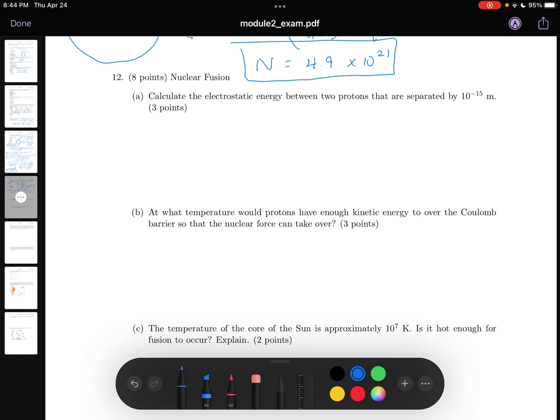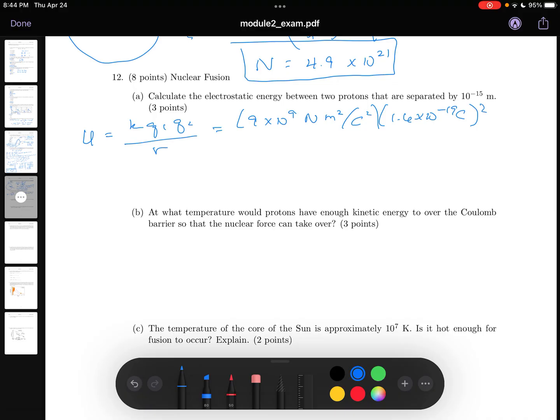Okay, question number 12 on nuclear fusion. Calculate the electrostatic energy between two protons that are separated by 10 to the minus 15 meters. So the energy U is k q1 q2 divided by r. K here is the Coulomb constant, 9 times 10 to the 9 newton meter squared per coulomb squared. Each of the protons is 1.6 times 10 to the minus 19 coulombs.